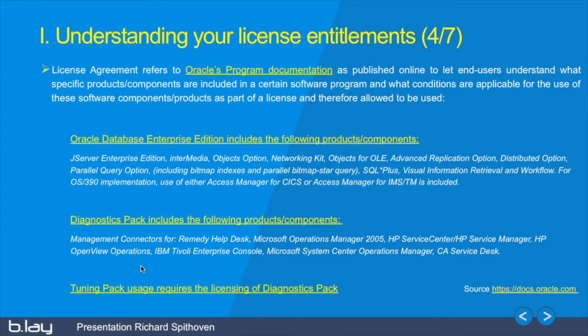Now, the other thing, like I said in the beginning, is that you've bought 2 processor licenses, Database Enterprise Edition and Tuning Pack, but you never buy 1 license from Oracle for just 1 specific functionality. Oracle licenses are always a suite of products and or components that are part of a specific license. For example, if you want to make use of the Oracle Database Enterprise Edition, the program documentation, which can be found on docs.oracle.com, would specify what specific products and or components are part of that specific license. So if I would want to make use of G-Server Enterprise Edition, then that would be covered by the Database Enterprise Edition license.